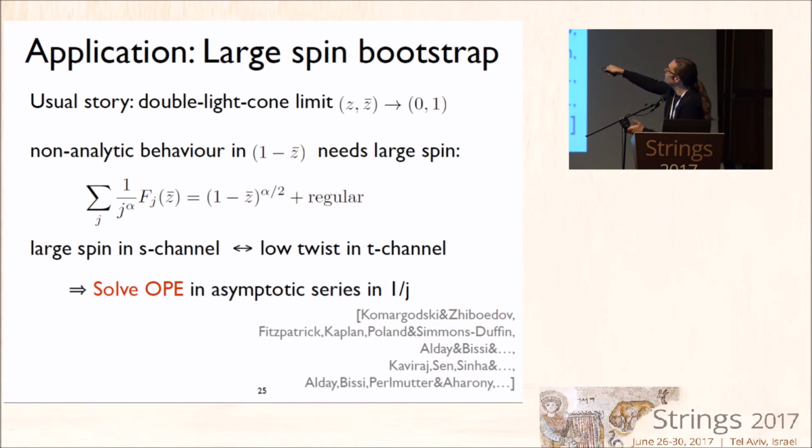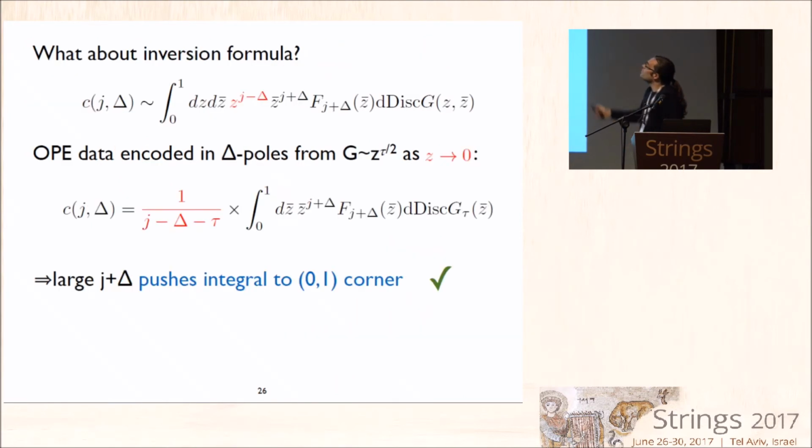And so it's the usual thing about duality: large quantum number in one channel is tied to a small quantum number in the other channel. So the leading twist in one channel is tied to large spin in the other. And using this, people found a way to solve the OPE in an asymptotic series in 1/spin. So what you can do is start from this formula that I wrote, and just say, well, look, let's take the spin large and see what happens.